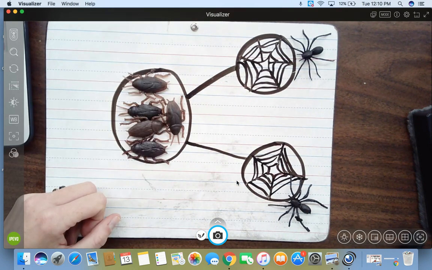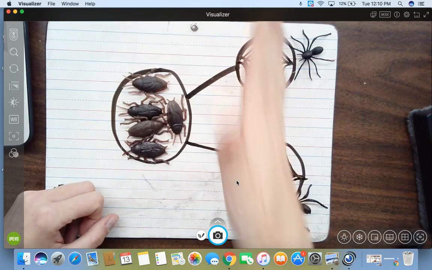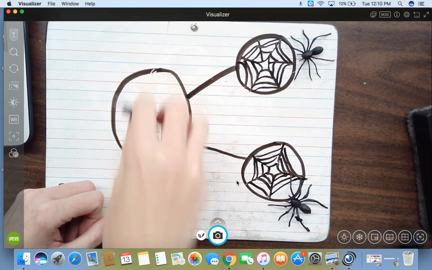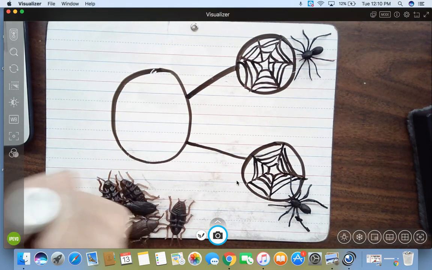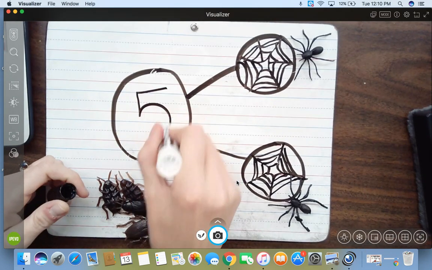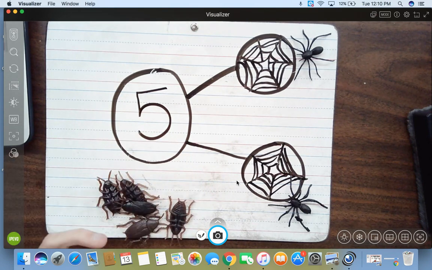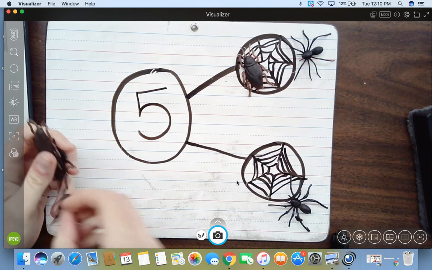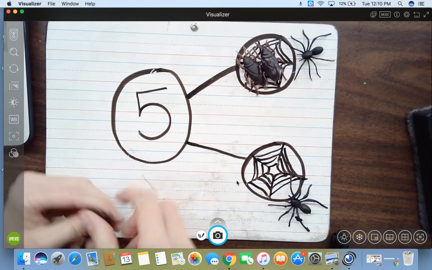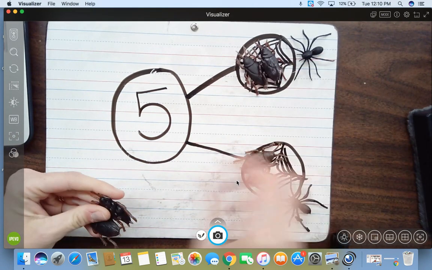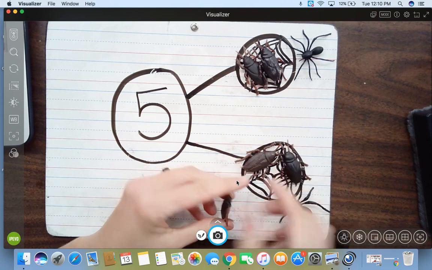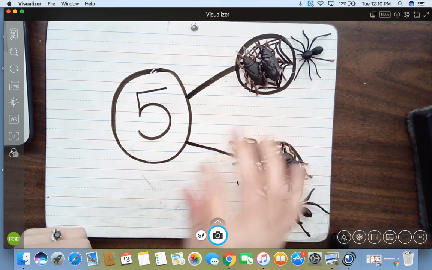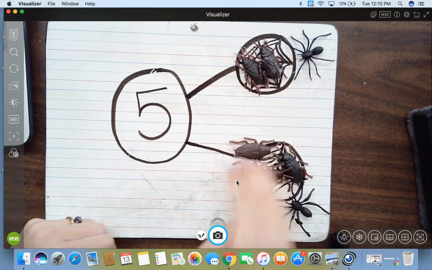So watch this. I have 5 bugs here. We're going to see how we can split them up to make 5. So I'm going to take my bugs out, and inside of here, I'm going to write 5. Okay, 5 little bugs. Now I'm going to say that 2 get stuck in this web. The spider's eating them. It's so bad. 3 get stuck in this web. See, I've got 2 in one web and 3 in the other.